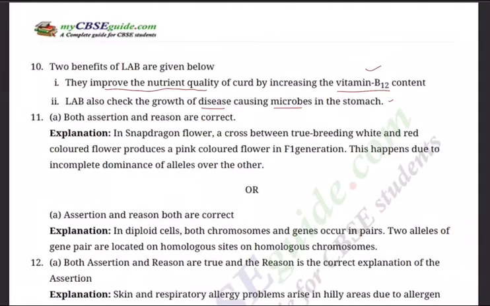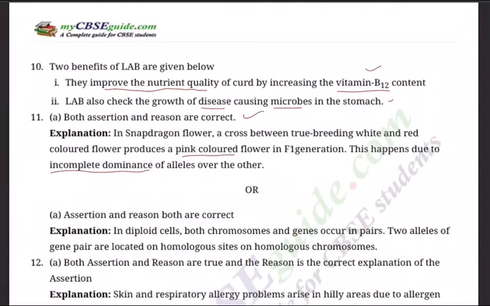Now, question number 11, assertion: the cross between red and white flower bearing snapdragon plants results in a pink-colored flower. Incomplete dominance. Reason: incomplete dominance of red and white flower results in pink-colored flower. What is the answer? A. Both assertion and reason are correct. Explanation: in snapdragon flower, a cross between true breeding white and red colored flower produces a pink colored flower in F1 generation. This happens due to incomplete dominance of the alleles over the other.